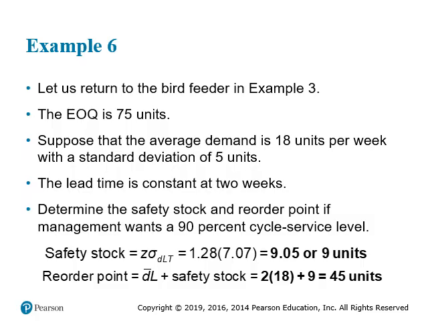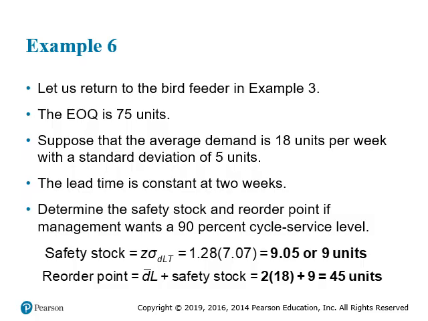So z would be NORM.S.INV of 0.90. The result is 1.28. Sigma, the standard deviation of demand during lead time, would be the standard deviation of demand for a week, which is 5, times the square root of the lead time, which is the square root of 2. So 5 times the square root of 2 is 7.07. This tells us that we need 9.05 units of safety stock.